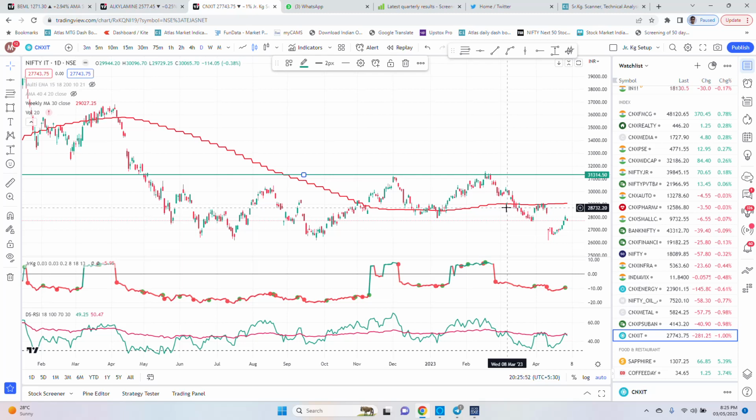Study them, see which stage the stock is in, and then take a decision accordingly.